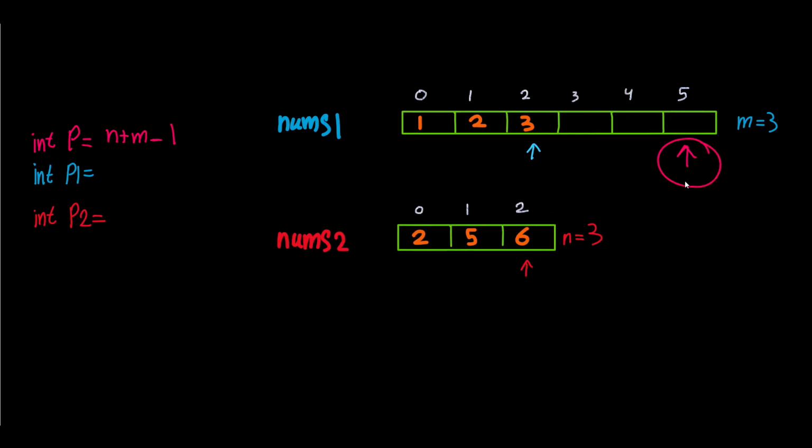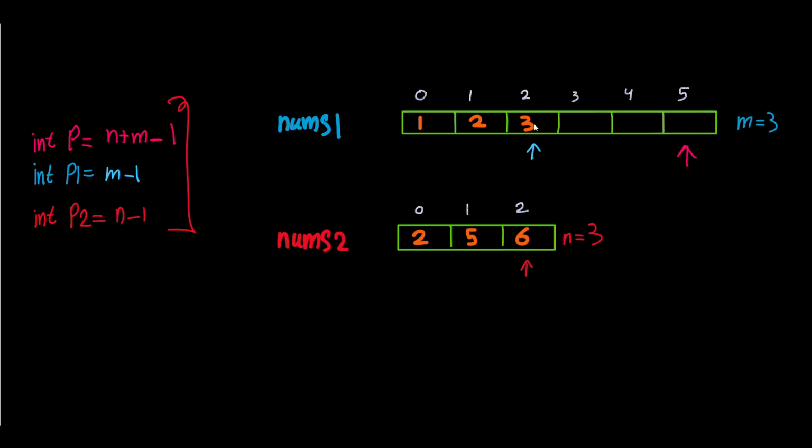So we have this pointer at index 5 initially. And pointer 1, which is the blue pointer, will be at index 2, or in other words, m minus 1. We can see that m equals 3, so 3 minus 1 is 2. And now pointer 2 will be at index 2, which is n minus 1. So initially, we will have 3 pointers at these positions. Okay, so now, let's start.